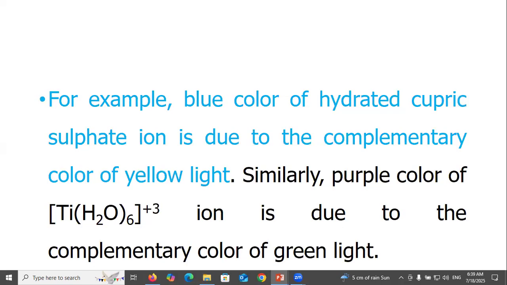For example, the blue color of the hydrated copper sulfate ion is due to the complementary color of yellow light. Similarly, the purple color of the hexaaqua titanium 3 ion is due to the complementary color of green light.